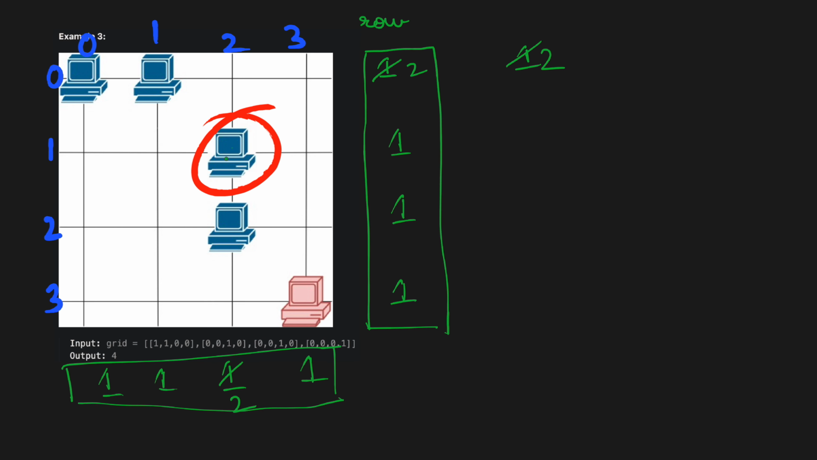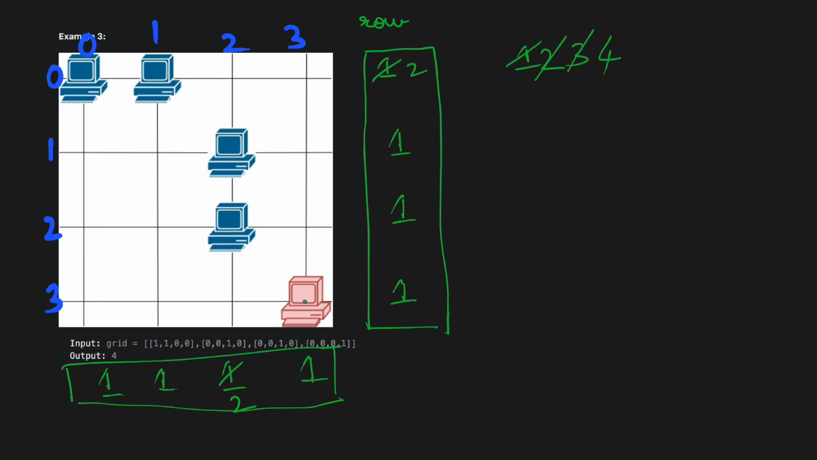Then we come to this server. And for this server, number of servers in the row are 1. But number of servers in column is 2. So that means it can communicate in the column. So number of communicating servers becomes 3. Then we come to server at position 2, 2. And this server also has 2 servers in the same column. So because of this, this is also a communicating server and number of communicating servers becomes 4.